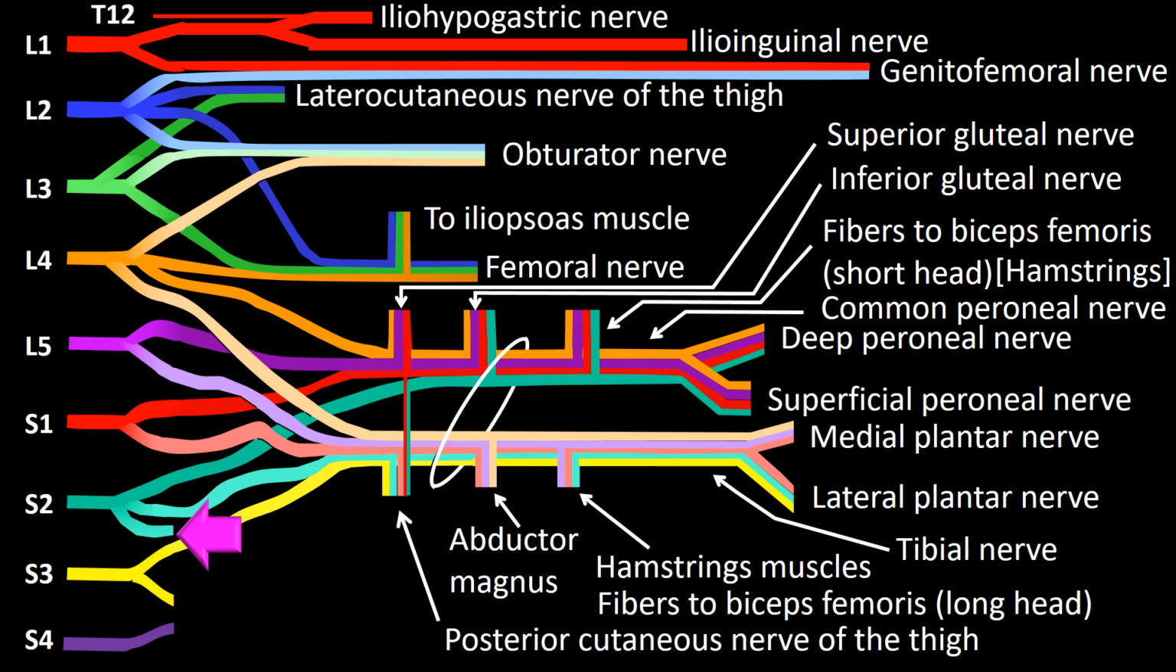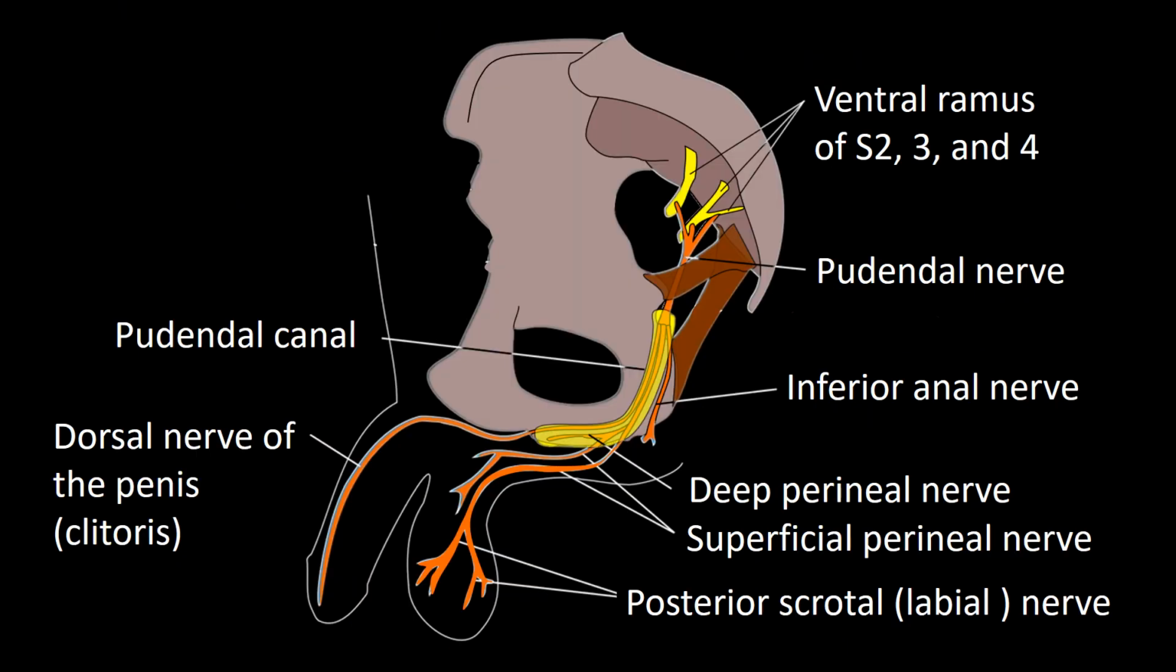One branch of S2, S3, and S4 join, forming the pudendal nerve. The word pudendal comes from the Latin word meaning to be ashamed. The pudendal nerve supplies sensory fibers to certain areas of the mid-perineum. The name of the nerves innervating the skin is different in men and in women.